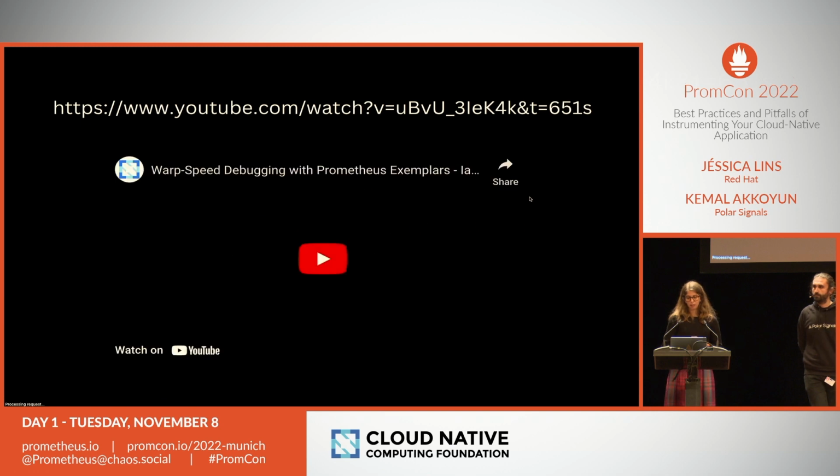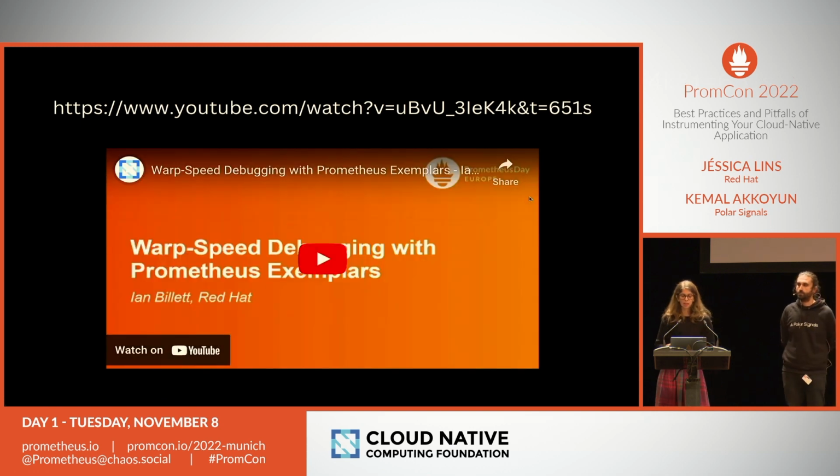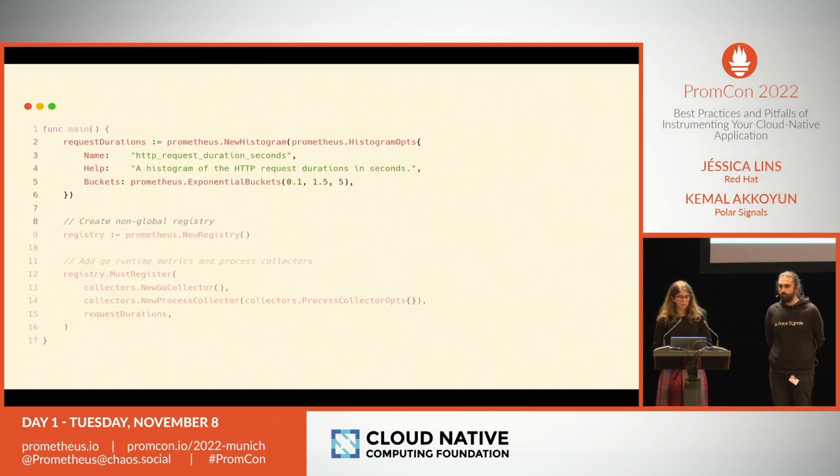But if you want to check more about exemplars, there is a very nice talk from Ian. I think it was at Prometheus Day this year in KubeCon Europe. So it's also a nice way to dive into that. But as a quick example, we can create, let's say, a histogram, right? To track our request durations.